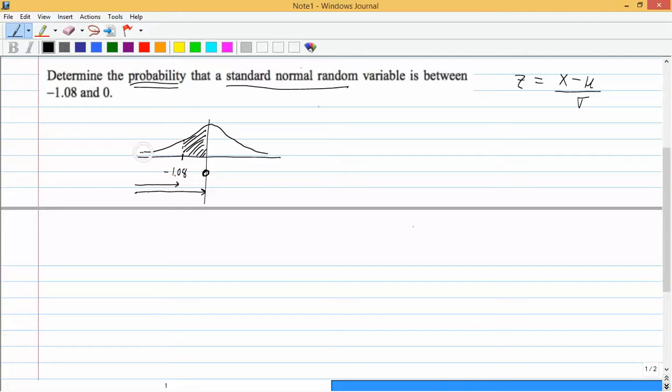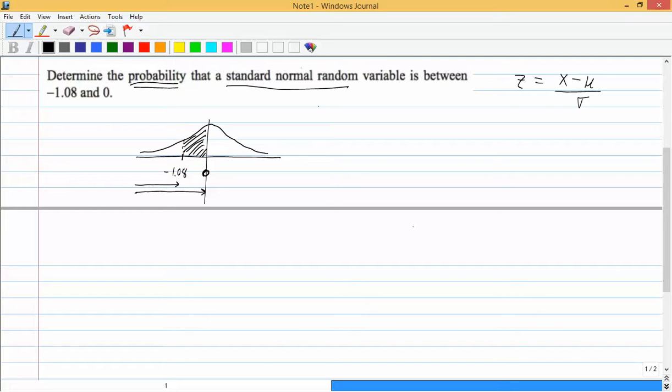So I'm finding the area cumulative from left to right up to 0, and then I'm going to subtract the area cumulative from left to right up to negative 1.08. And if I want to know the probability that a standard normal random variable is between those two, that will give me the answer.